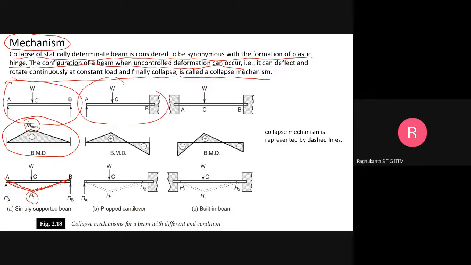For a propped cantilever, previously we have seen, this is the bending moment diagram. The collapse mechanism will be one hinge formation here, one hinge formation here. So this is what we call the collapse mechanism. For a fixed beam, you require three hinges. So this is the collapse mechanism for a fixed beam itself.